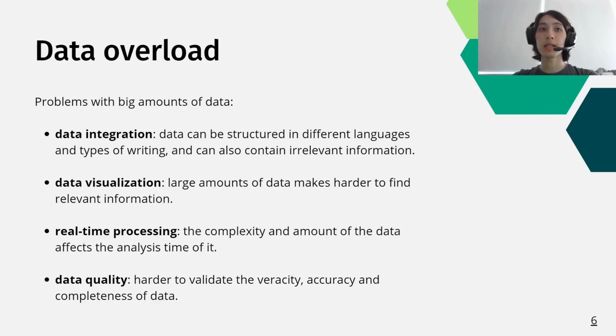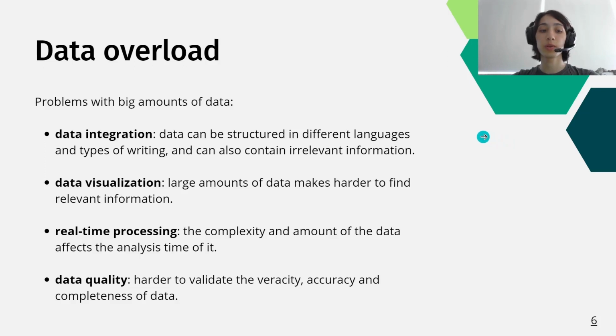The first one is data integration. Data can be structured in different languages and writing formats. It may also contain irrelevant information, making it challenging to establish a standard writing format for the information added to the Internet. The second one is data visualization. With large amounts of data, it becomes difficult to find relevant information. Searching for specific information among thousands of visually available options is tiring and time-consuming.